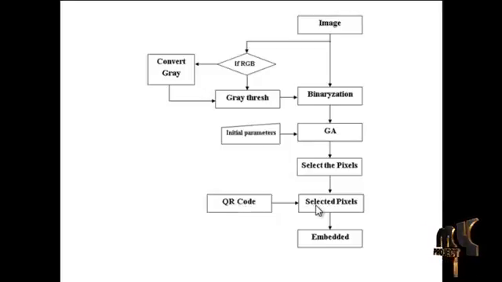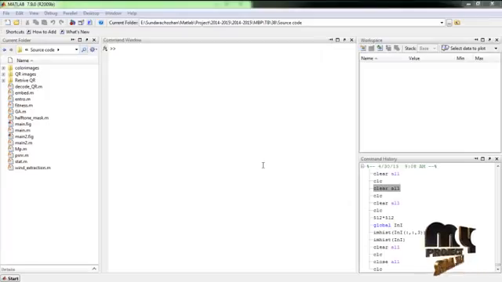If the QR code is embedded in the selected pixel, then it goes to the embedding process. After the embedding, the QR code is embedded in the color image, and that is the result of embedding the QR code in the color image. Then we retrieve the QR code from the embedded image and analyze the normal QR code to decode the message, and the decoded image becomes visible. Now we see the demo of our process.